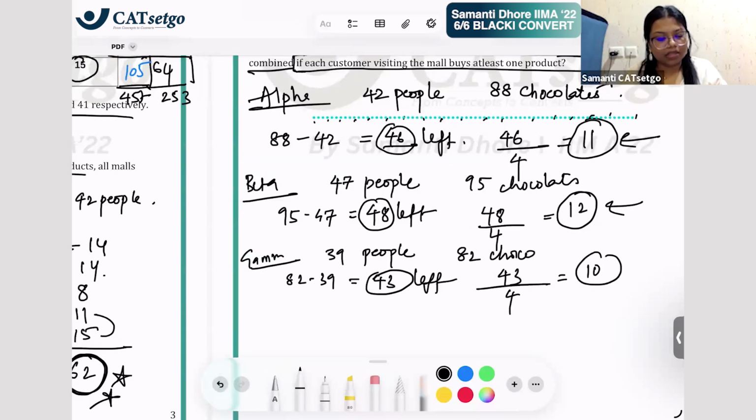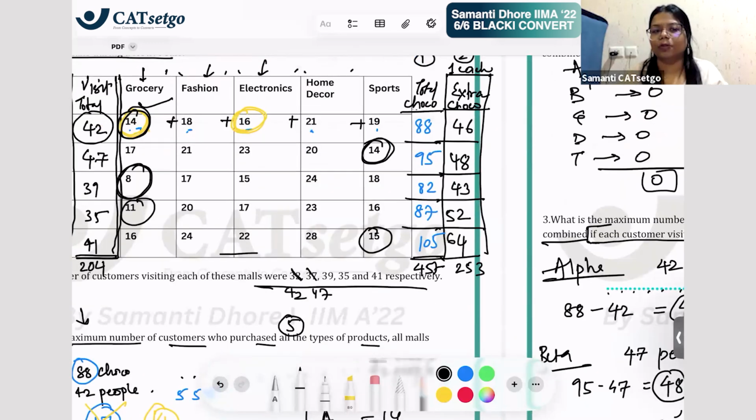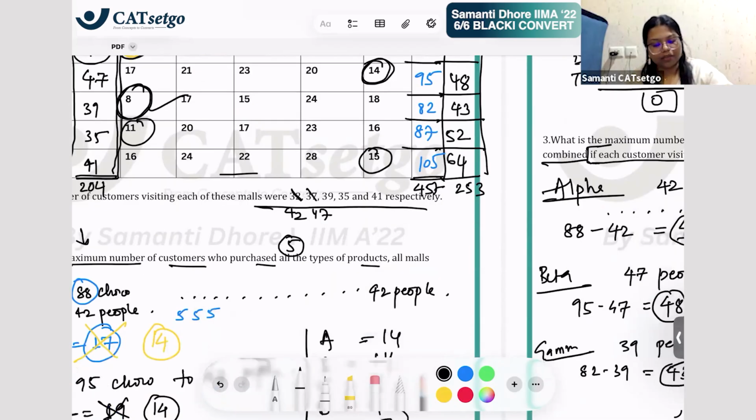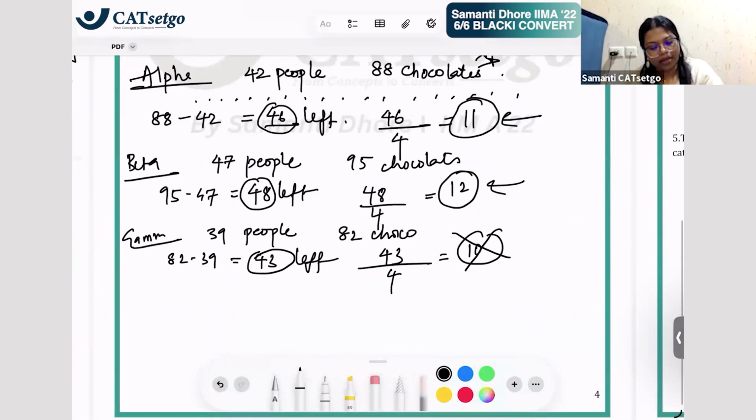And is 10 possible? No, 10 is not possible. Why? Because you have only 8 grocery chocolates. So you can't give 10 people the grocery chocolate. You'll have to give only 8 people that. So then the answer will end up being 8, because of the constraints that are there.